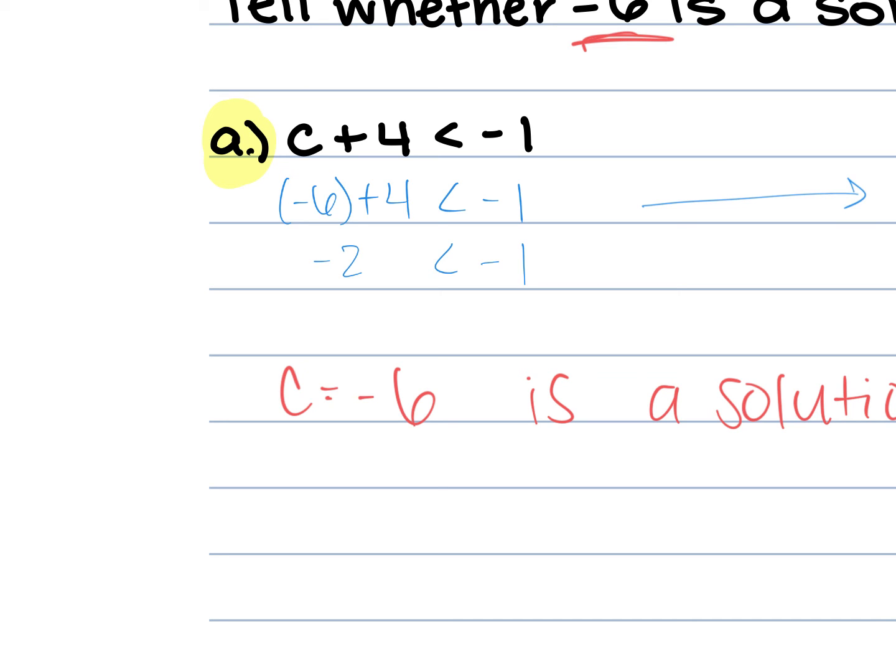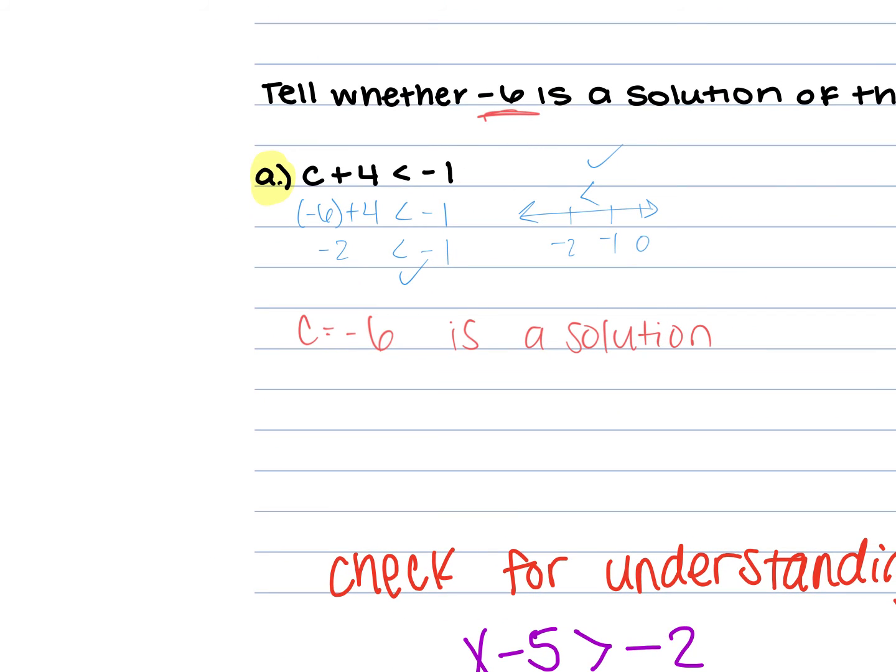Good. Guys, sometimes it helps, and Hunter is absolutely right, to just draw it out. Negative 2 is over here, right? Where's negative 1? On the right. Do you guys agree? And here's 0. If it lies to the right, it has to be a bigger number. So this one is Gucci. So c equals negative 6 is a solution. Are there any questions?